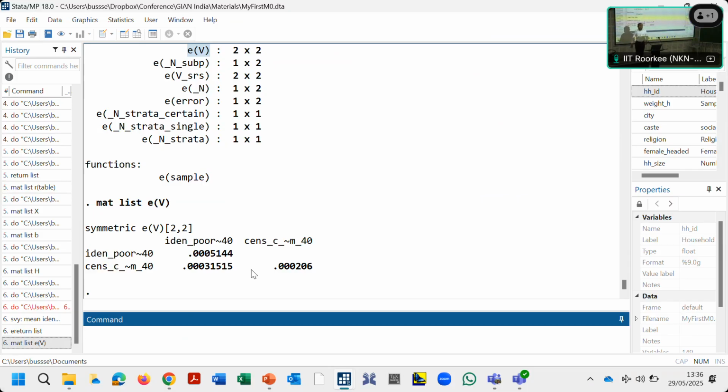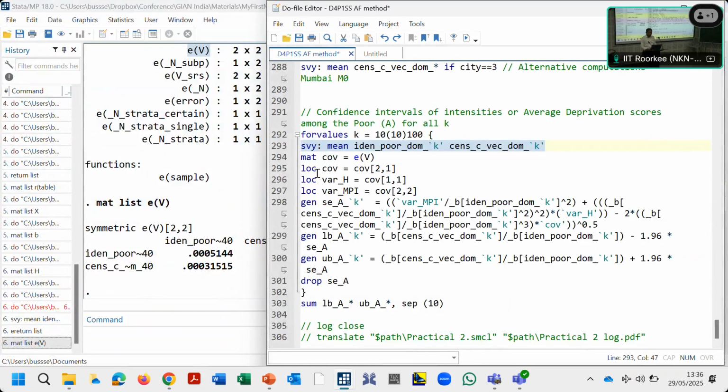What we will do from there is create the covariance, covariance 2-1, which is row 2 and column 1. 2-1 is going to give me the covariance over here. The variance from this matrix is 1-1, this is the variance over here. And the variance of M0 or MPI, however you call it, just code it as MPI, it should be M0, is covariance 2-2, which is hidden behind this one.